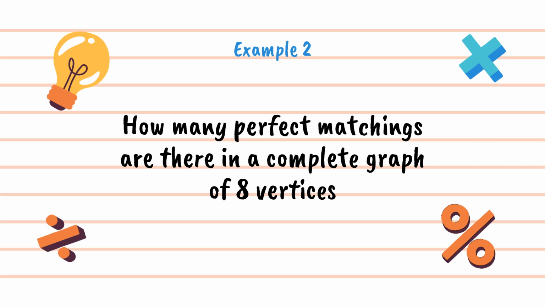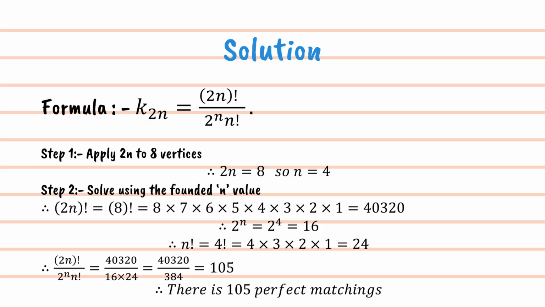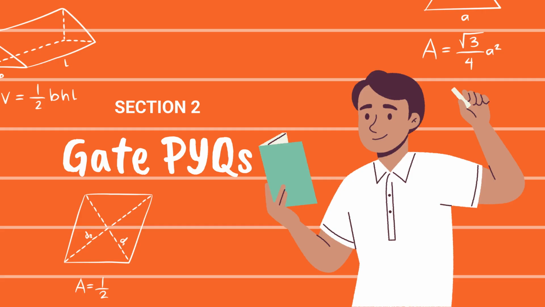Example 2 asks, how many perfect matchings are there in a complete graph of 8 vertices? The solution utilizes the formula for the number of perfect matchings in Kn, which is (n-1) double factorial, resulting in 105 for 8 vertices. In Section 2, we will go through some GATE exam previous year questions, or PYQs.